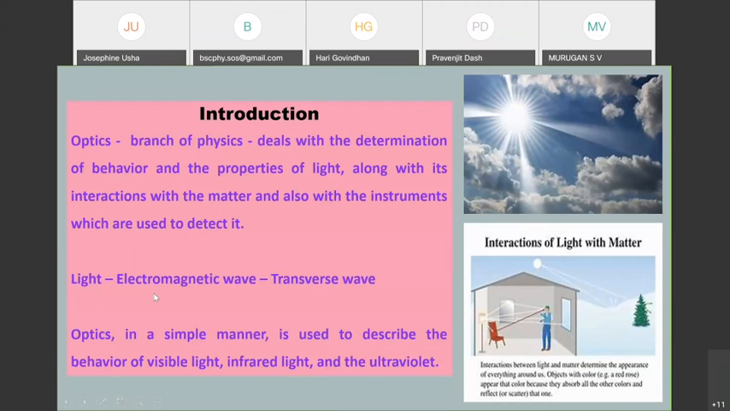Light is an electromagnetic wave or radiation. Sunlight is an example of electromagnetic radiation. Are you able to follow what I'm saying? Yes, ma'am. It is an electromagnetic wave and also transverse in nature. Light is an example of a transverse wave, whereas sound is a longitudinal wave. It has both electric and magnetic fields. We see colors and everything around us because of the interaction of light with matter.